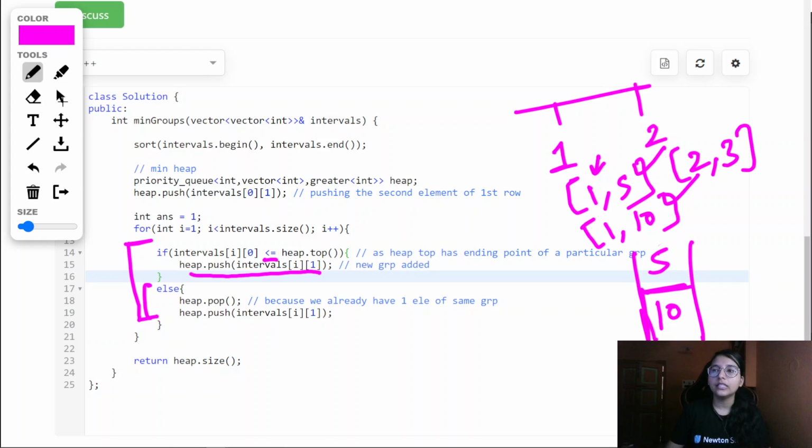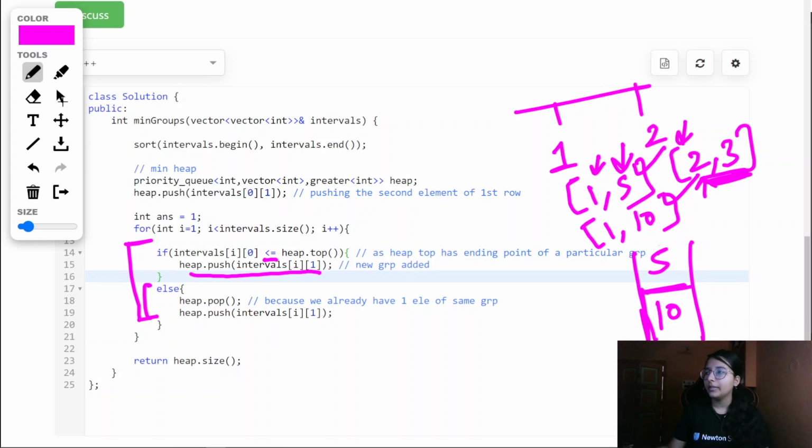Now here again it will check for the first element, that is 2, and you can check that 2 is basically not less than but greater than our heap top, right? Because our heap top would be having the element 5, since we are storing with that. So now 2 is basically less than our 5, right?